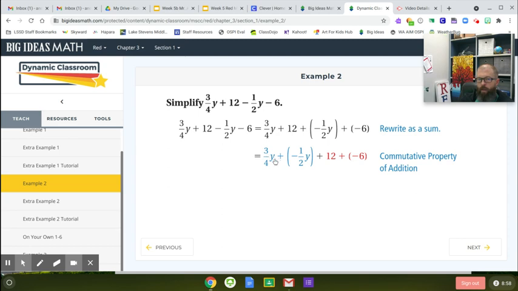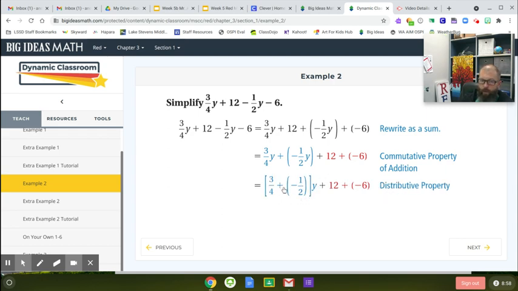Notice how 3/4 y and negative 1/2 y are like terms because they have the same variable. And 12 and negative 6 are like terms because they are just numbers all by themselves. They're constants. That's what we call them. So this is the commutative property, which means we can move things around, if that helps you. Then we're going to add these together and add these together.